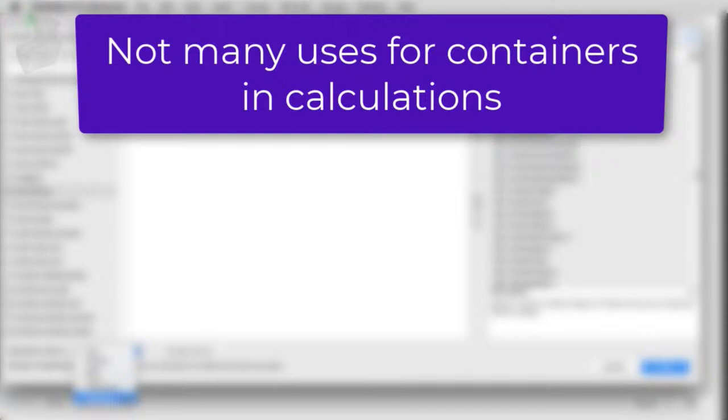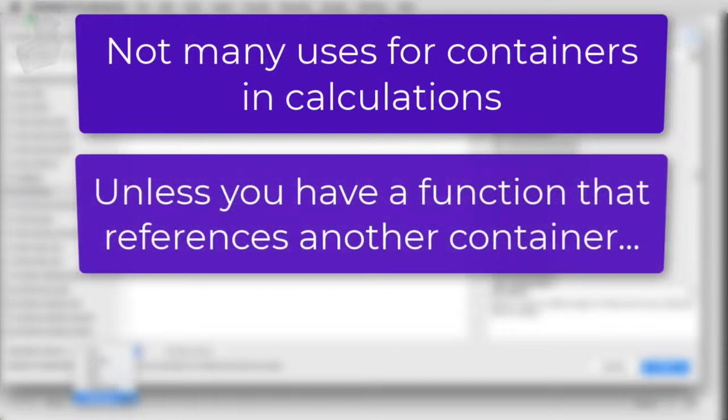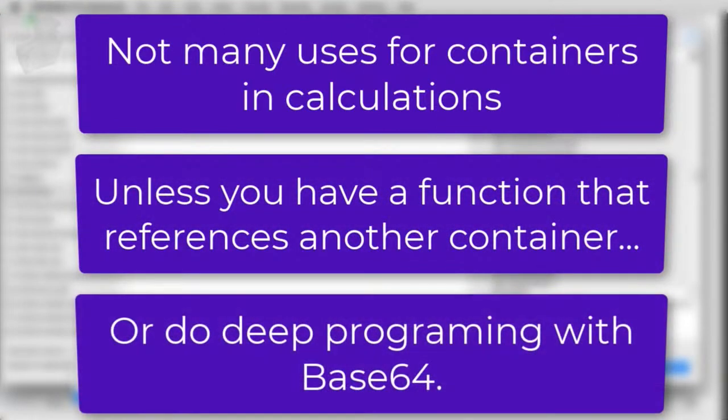Really what it comes down to is that generally you're going to output as a container if you have a function that somehow references another container, or if you start to do some really deep programming with things like base64. Base64 is a function that takes text and translates it into an image. It's actually pretty cool stuff, and it's really beyond this beginning video. However, my general point is that you're going to have very few opportunities to output a calculation as a container field.